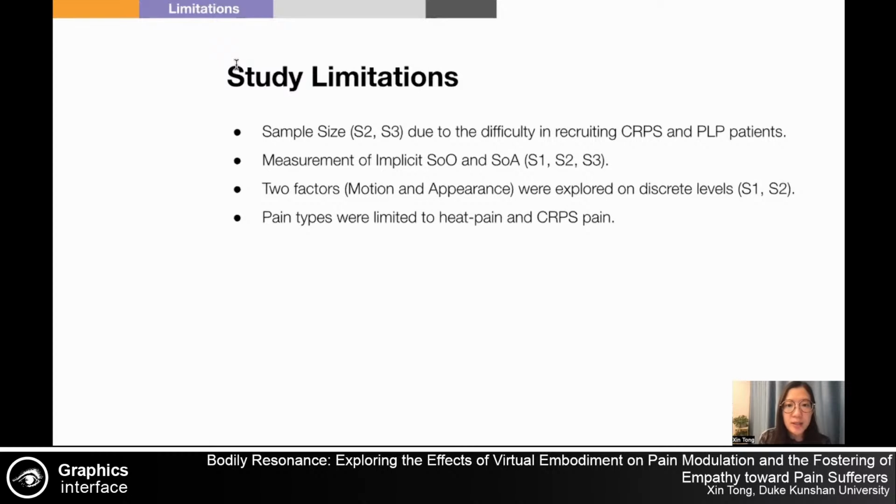These 3 studies also have limitations. Study 2 and 3 have a small sample size due to difficulty in recruiting patients. Ownership and agency's measurements are explicit subjective ratings, and future research could add on implicit behavioral tests. Motion and appearance can be tested on continuous levels, rather than the 2 discrete levels studied here in study 1 and 2. Also, pain types are limited to hip pain, phantom limb pain, and CRPS, and may not be generalizable to other types of pain.